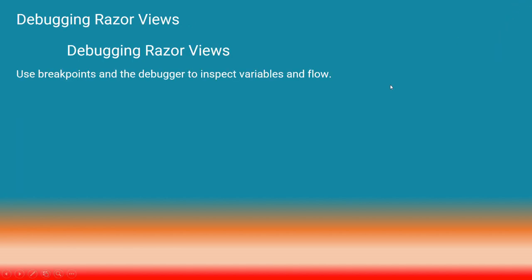Debugging Razor views can be straightforward. You can set breakpoints in your controller actions and inspect the model data being passed to your views. This helps ensure that your Razor views receive the correct data. Utilize Visual Studio's debugging tools to step through your code and diagnose any issues that arise.